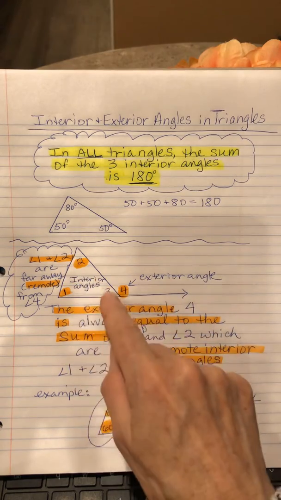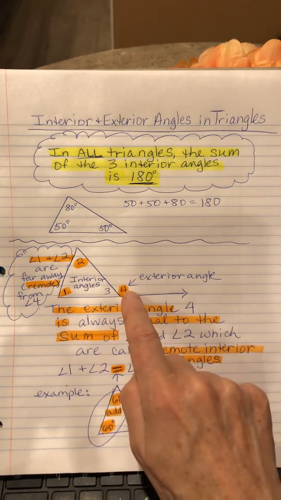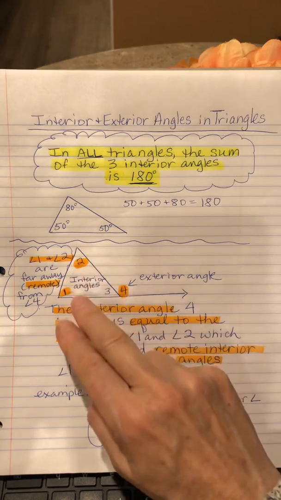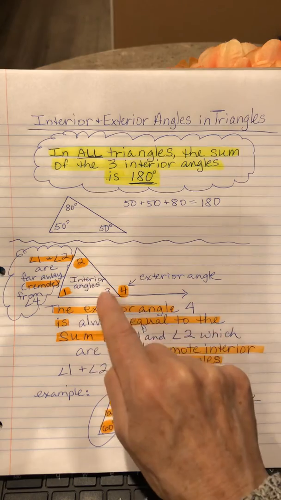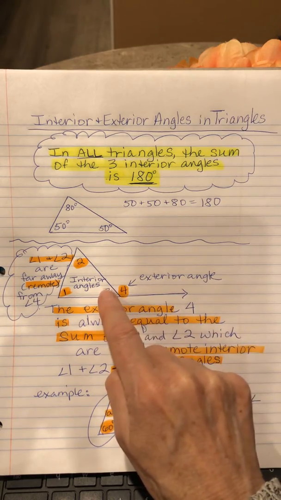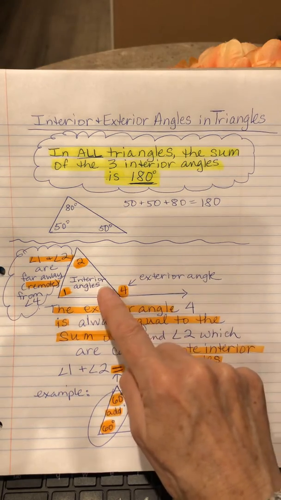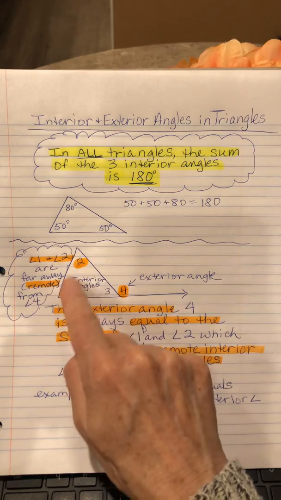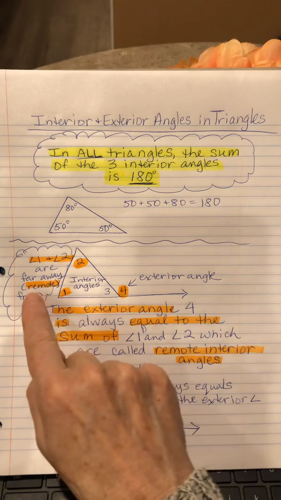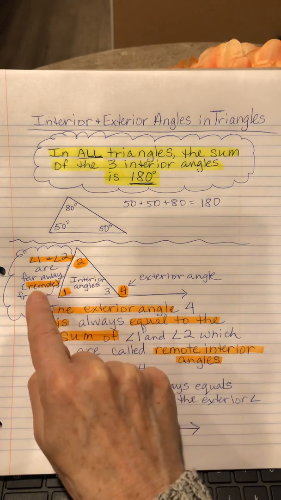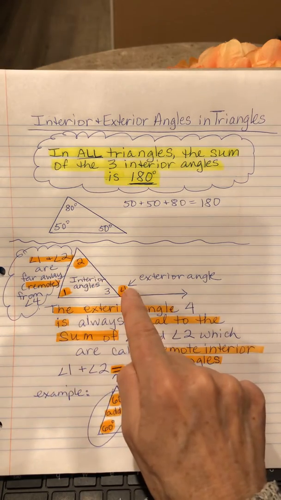Now, for these three angles inside, these two are really far away from the exterior angle. These two are related to it. You see where the third angle is right next to the exterior? We're not going to use that one for what we're going to talk about, but these two are. We call them remote interior angles, because they are far away from this exterior angle.